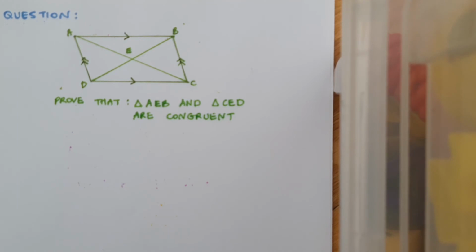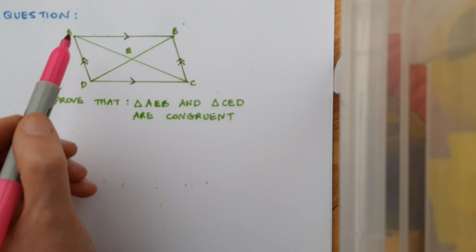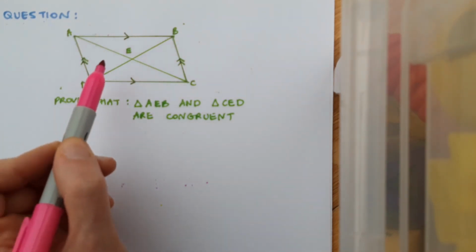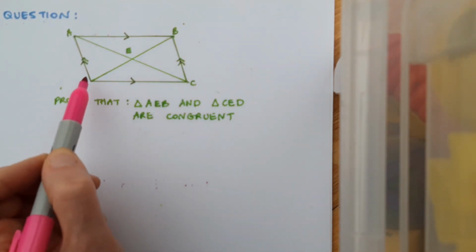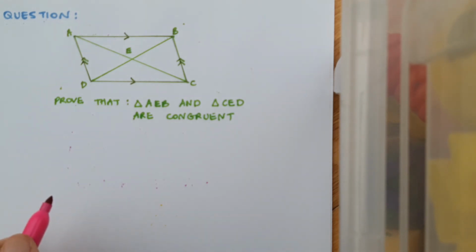Here's a question for you to do yourself. Copy the diagram into your copy and try to prove that the triangle AEB and the triangle CED are congruent. Pause this video, and when you're finished, come back and check if you were correct. Okay, so how would I go about this? Well, the triangle AEB, first of all, is this triangle at the top, and the triangle CED is this triangle at the bottom, and I want to prove that they're congruent.